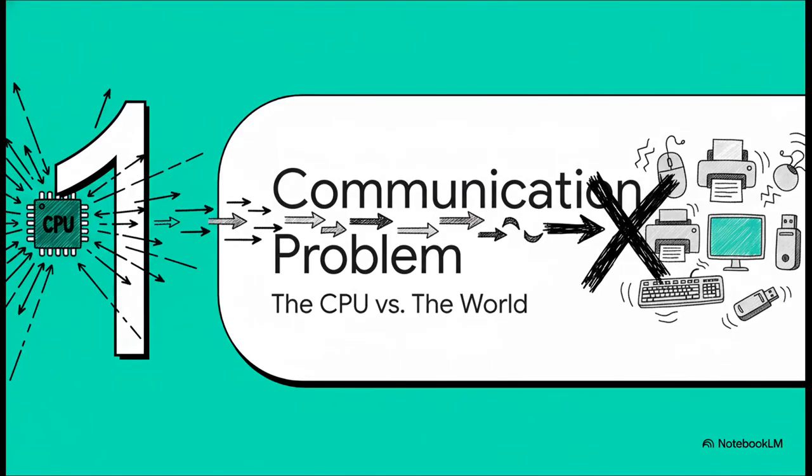All right, so let's set the stage. The central problem, the real conflict here, is that you've got this lightning-fast brain, the CPU, trying to have a conversation with a whole world of devices that are comparatively slow. It's a recipe for a total system bottleneck.